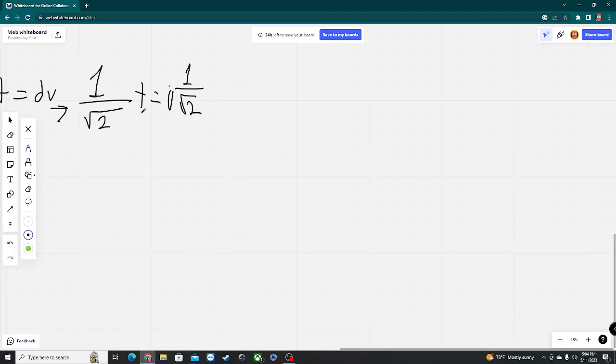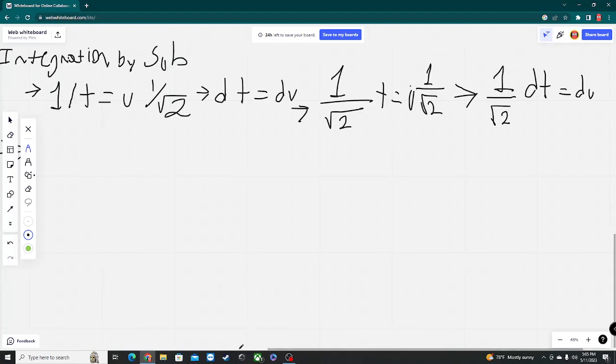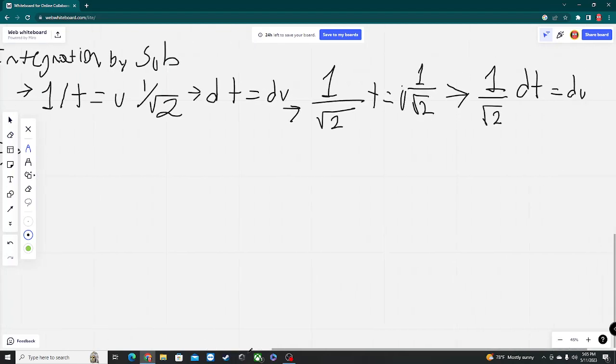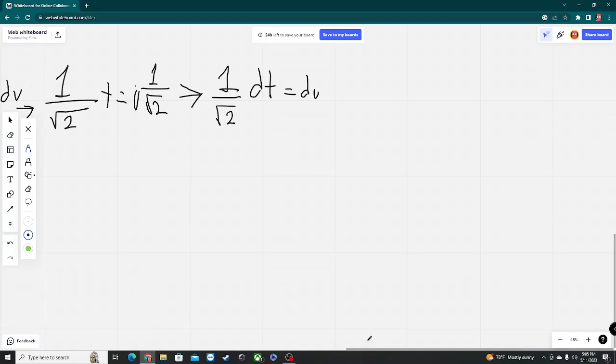Still substitution. Now we're going to make this (1/√2) dt equals du. So remember, we're just filling in the values. We already had that entire equation dedicated to knowing what du is. So remember, we had this. Now we're moving into this using our actual values.